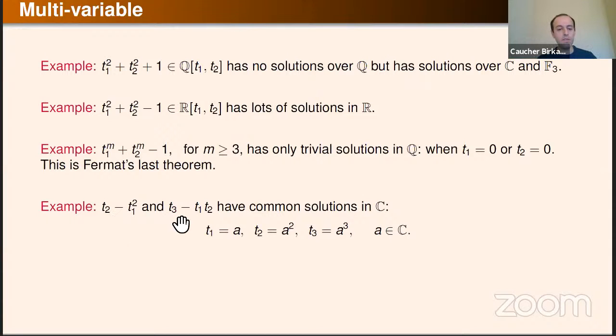Let me also give you this example where we have two equations, not just one. We now have 3 variables and 2 equations: t2 minus t1 squared and t3 minus t1 t2. If you look at the solutions over C, the interesting thing about this example is that you can write down all the solutions. You can parameterize all the solutions by elements of the number field of the complex numbers. So that's why it's interesting, because you can parameterize all the solutions.